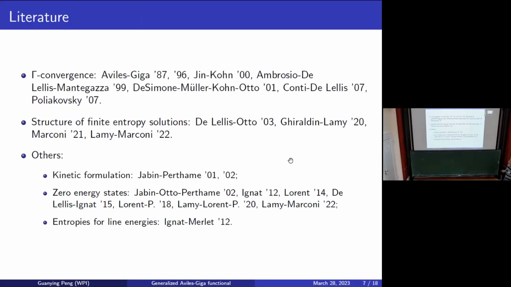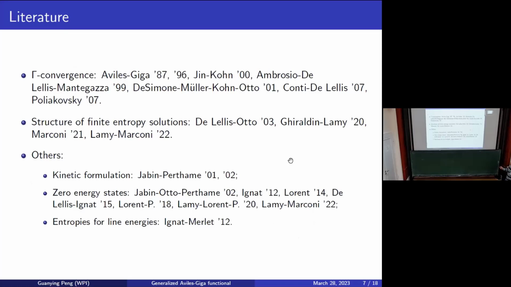Okay, so the next slide is just a summary of the relevant literature. This is not meant to be exhaustive on this Aviles-Giga functional. First, for the gamma convergence, many authors have made significant contributions to this important problem in the calculus of variations. In particular, I mentioned the compactness result by these two groups of authors.